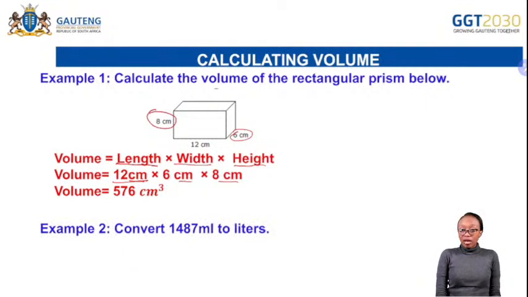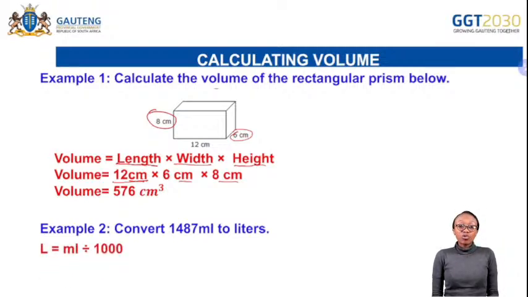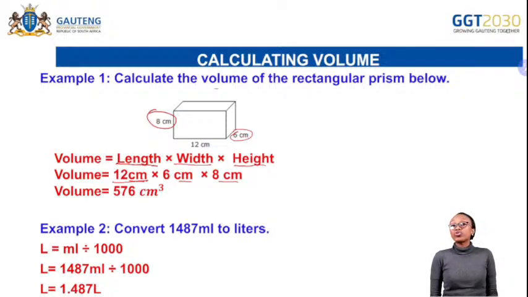Now, our second example. This is the other way around. We're doing a conversion now. So how do we convert 1,487 milliliters to liters? Remember, we said a liter is equal to a milliliter divided by 1,000. So we're going to divide 1,487 milliliters by 1,000 to end up with a volume of 1.487 liters. So that is how we do the conversions.